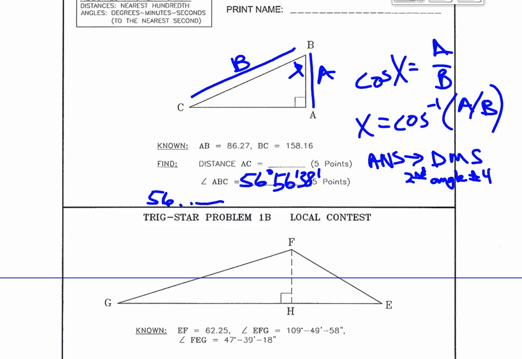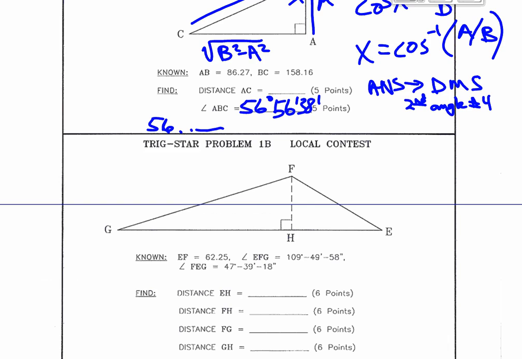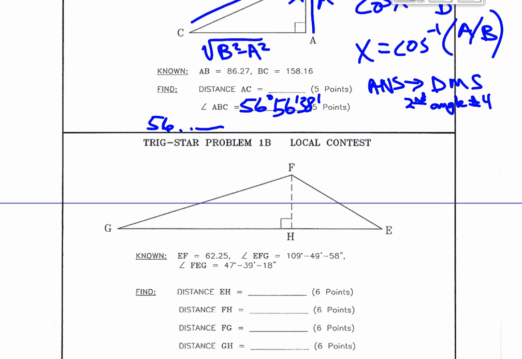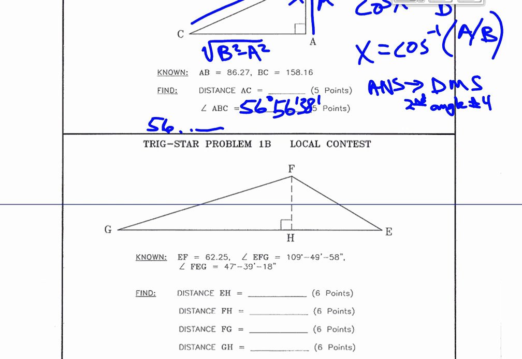And then to get the distance from A to C, that's just the square root of B squared minus A squared. And again, you can just type those in using numbers as you go. And so that one should have turned out to be 132.56. So make sure that you're correctly rounding as you go through that one as well.